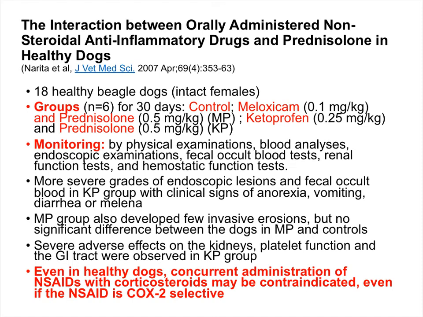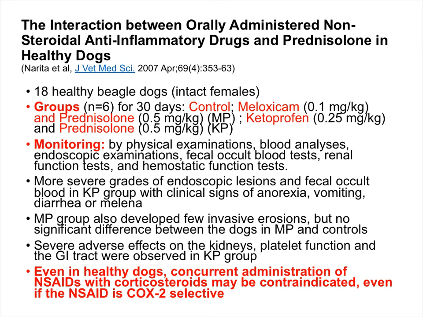Let's look at another study that was done in 2007, studying the effect of nonsteroidal anti-inflammatory drugs and prednisolone in healthy dogs. And here they were given for 30 days either meloxicam and prednisolone or ketoprofen and prednisolone. They did similar things as the previous study, graded the endoscopic lesions, and looked at fecal occult blood, and they found more severe impact on endoscopy and fecal occult blood in the ketoprofen group with prednisolone. And they had clinical signs of anorexia, vomiting, diarrhea, or melena. The meloxicam group had developed few invasive erosions, and there was no significant difference between the dogs with meloxicam and prednisolone and those that were controls.